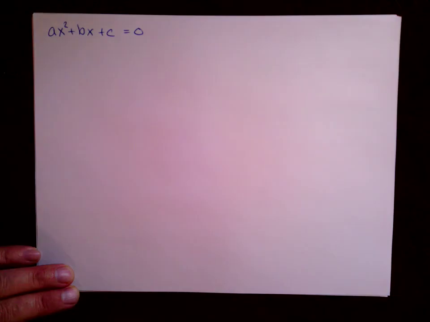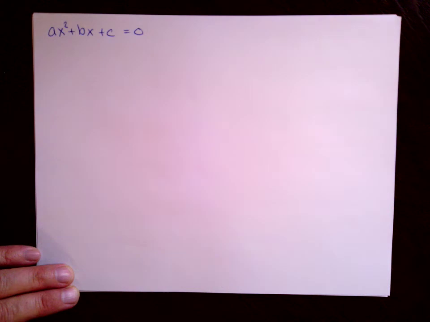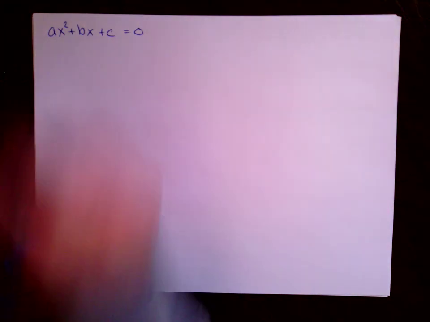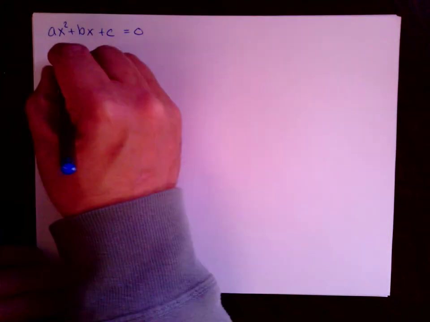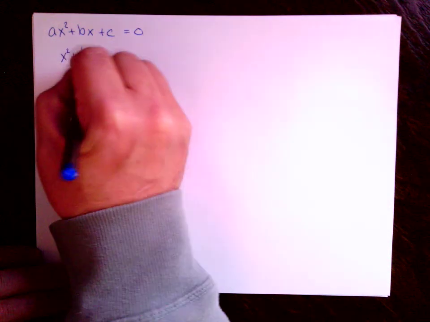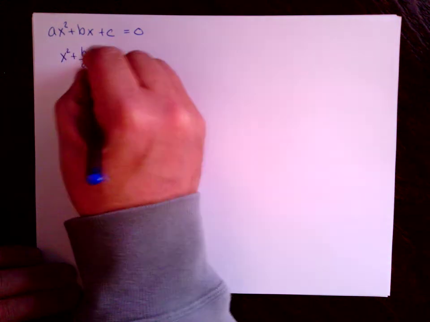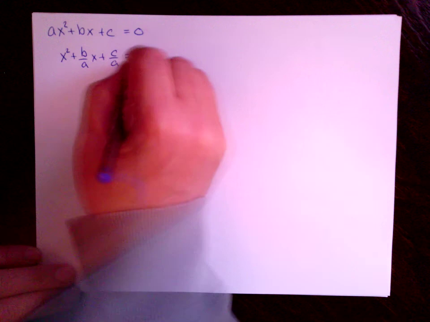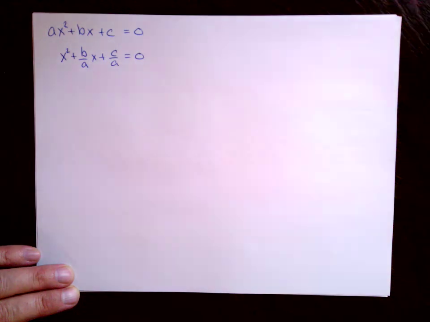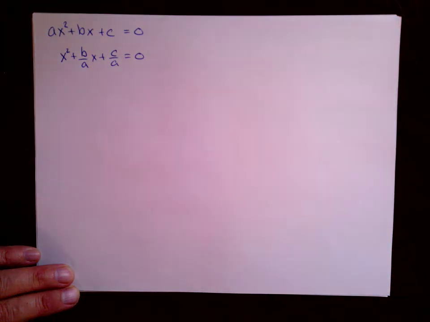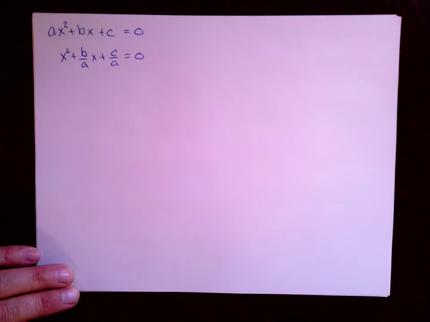Since I'm going to use the method of completing the square, I want the leading coefficient to be 1, so I'm going to divide both sides of this equation by a. Now, in order to complete the square, I want to add half the coefficient of the first degree term squared. I don't want to change the equation, so I'll also subtract that.